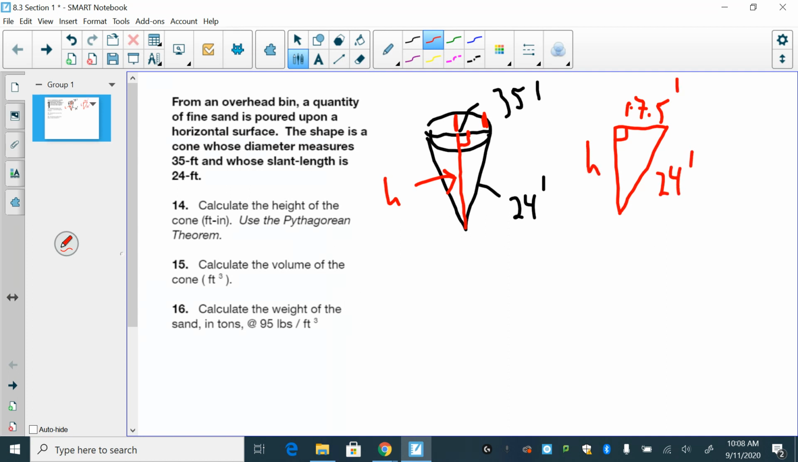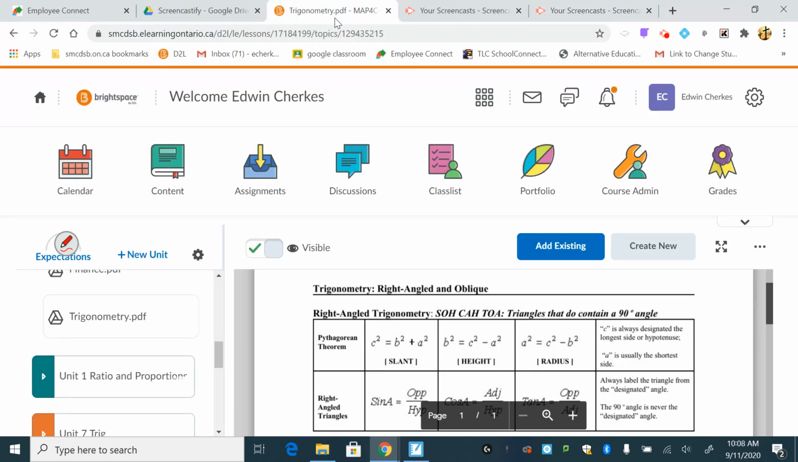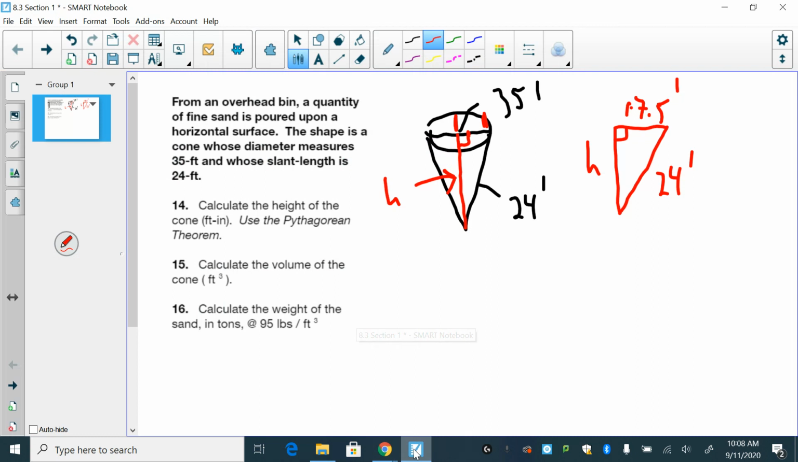the cone. So it says use Pythagorean theorem. So if you don't remember which one you're going to use in the Pythagorean theorem, you're going to go to your formula package, go to the trig section, and then you could see Pythagorean theorem, and you want this one because it says height. And remember, C is the slant length or the longest one. So that's the one that really matters. So instead of B squared, I'll use H squared for height. But you basically can write H squared equals, so C squared is the longest one, so 24 squared minus a 17.5 squared.